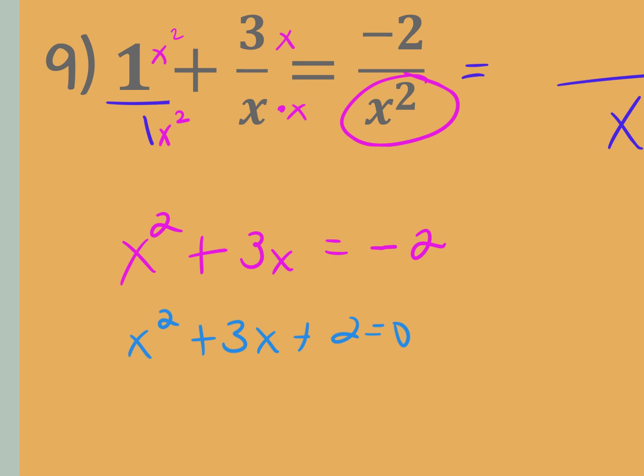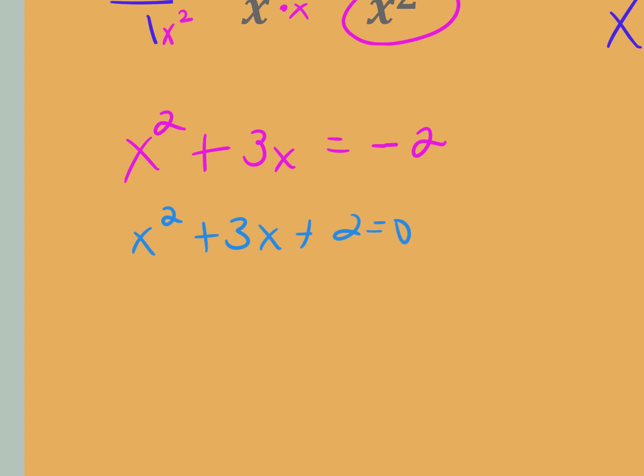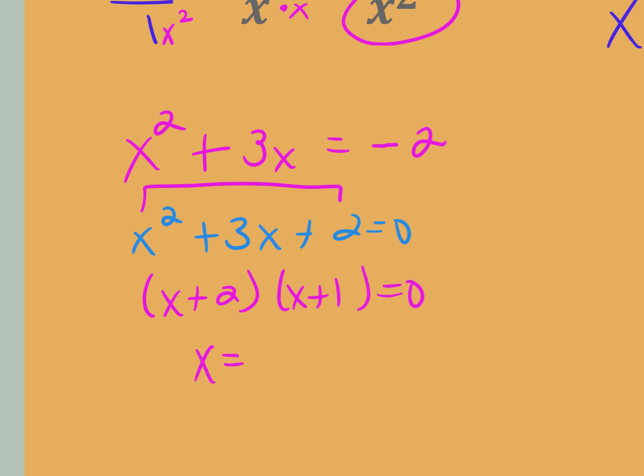You could factor. We always want to try that first. But what's another option, if you just don't feel like it? Quadratic formula, which is fine. So let's see first of all if this factors, because if it does, it makes life a lot easier. A times C: what are the factors of 2 that multiply to give me 2 but add to give me 3? X plus 2 and x plus 1 equals 0. So what are my two answers? X equals negative 2 and x equals negative 1.